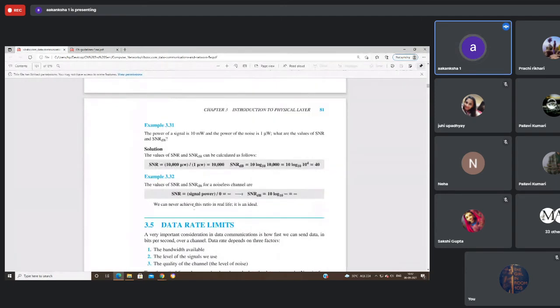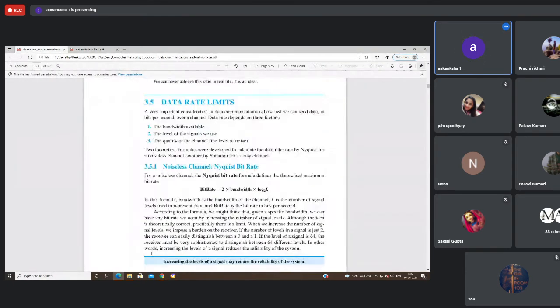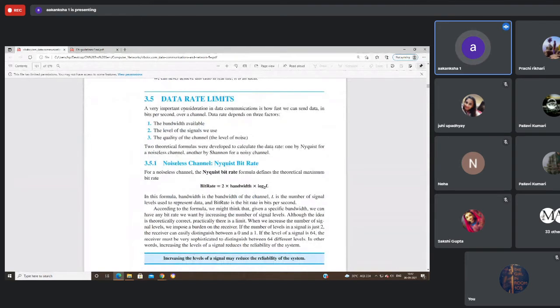Now we have to go to 3.5, data rate limits. A very important consideration in data communication is how fast we can send data, in bits per second, over a channel. It depends on three factors: the bandwidth available to us for sending the data, the level of the signals we use, and the quality of the channel, that is, the level of noise.